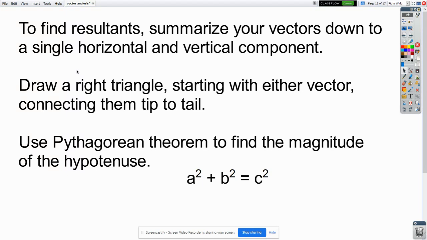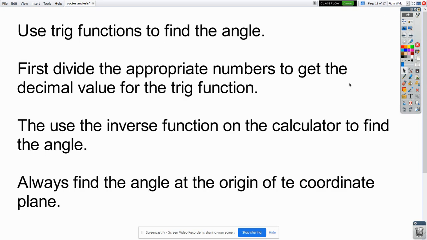Then you'll use the Pythagorean theorem, a squared plus b squared equals c squared, to figure out what the magnitude of the hypotenuse is, what the length of it. Again, no rulers, just a calculator to find that magnitude. And then you'll use a trig function to figure out what the angle is. To do that, you'll divide the appropriate parts. So if I'm doing sine, some old hippie, it's opposite divided by hypotenuse.